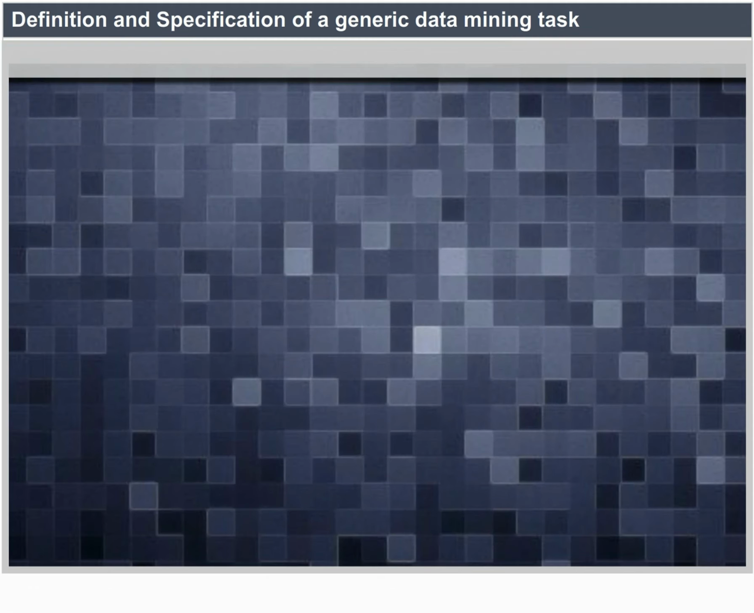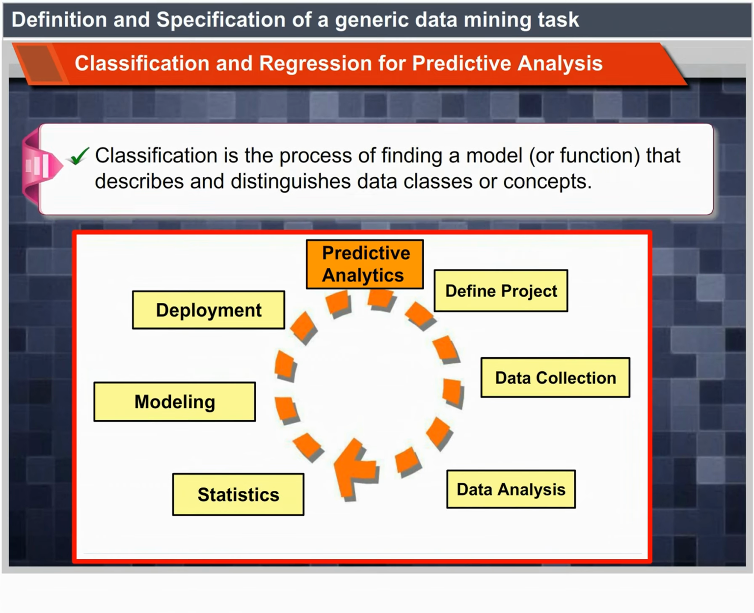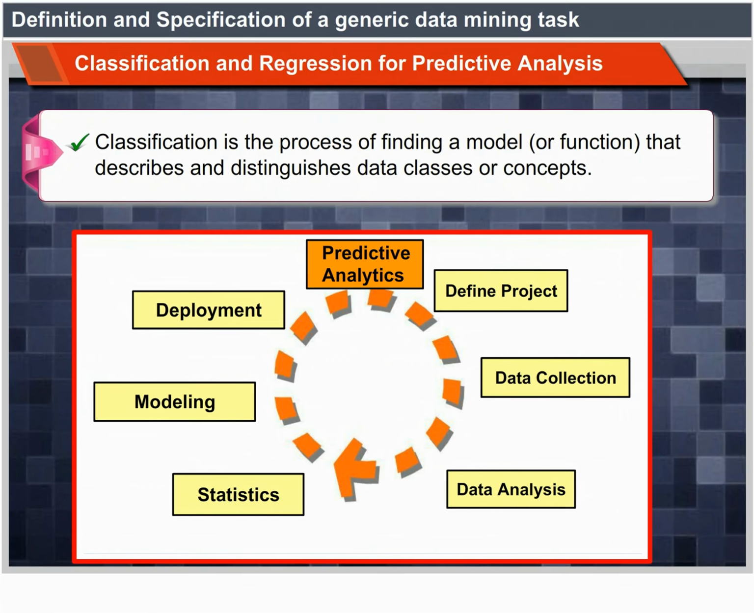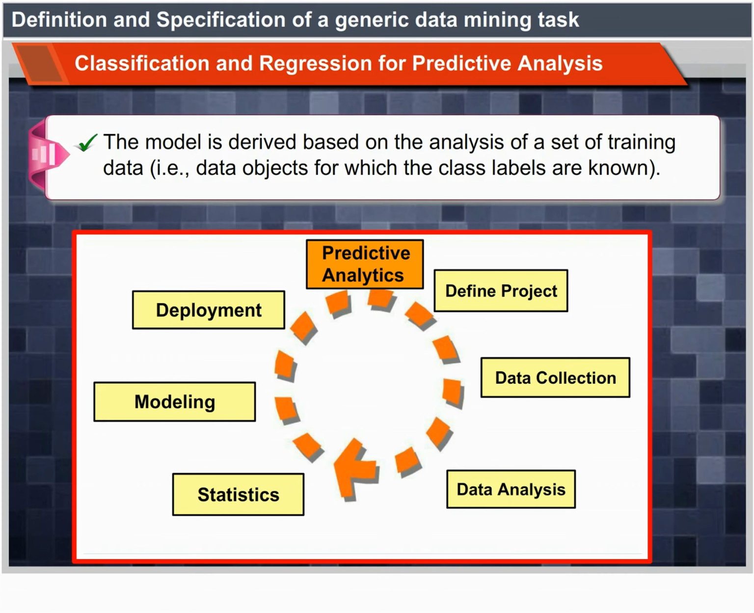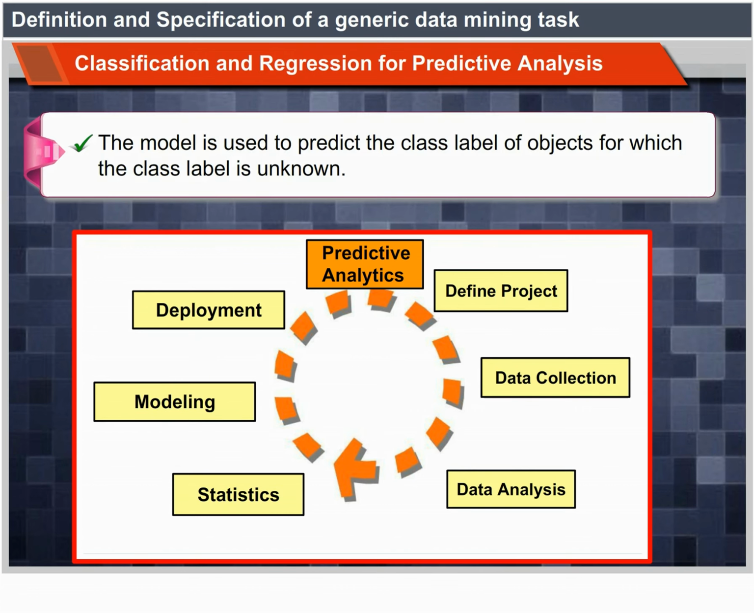Classification and regression for predictive analysis. Classification is the process of finding a model or function that describes and distinguishes data classes or concepts. The models are derived based on the analysis of a set of training data, that is, data objects for which the class labels are known. The model is used to predict the class label of objects for which the class label is unknown.